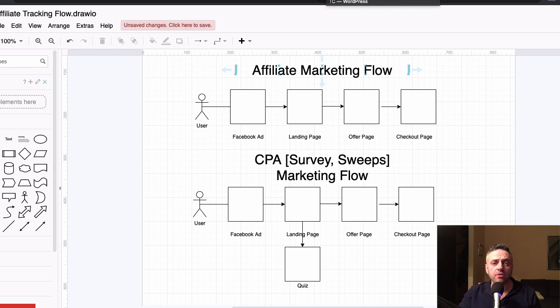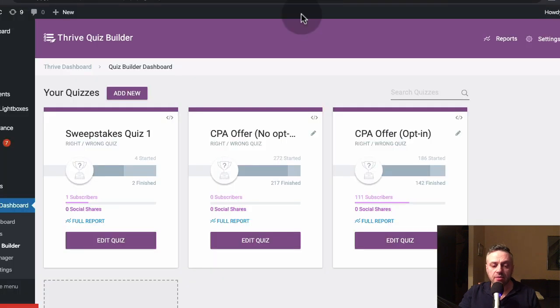And so I want to briefly show you some of the quizzes that I have. I have 3 quizzes that I've been working on. I have a sample quiz, sweepstakes quiz 1, a CPA offer with no opt-in, and then a CPA offer with an opt-in. With an opt-in means that there's going to be a squeeze page after they complete the quiz, but before they get to see the offer. This is a chance for me to capture their email so that I can market other offers to them. And then I have another quiz with no opt-in.